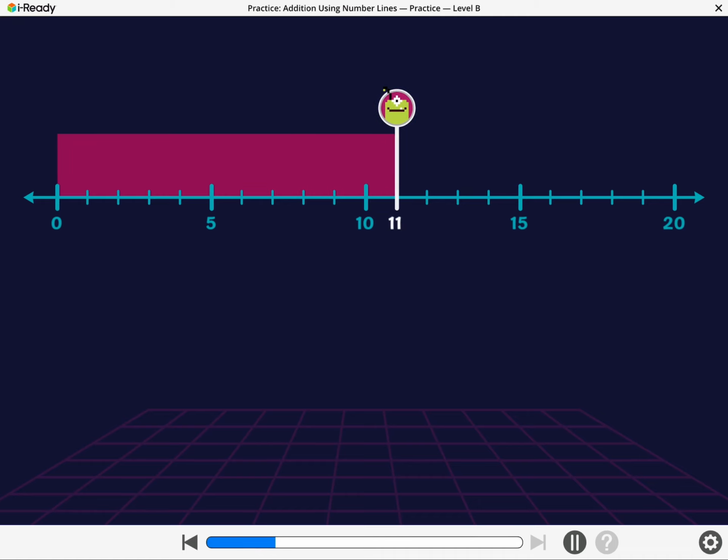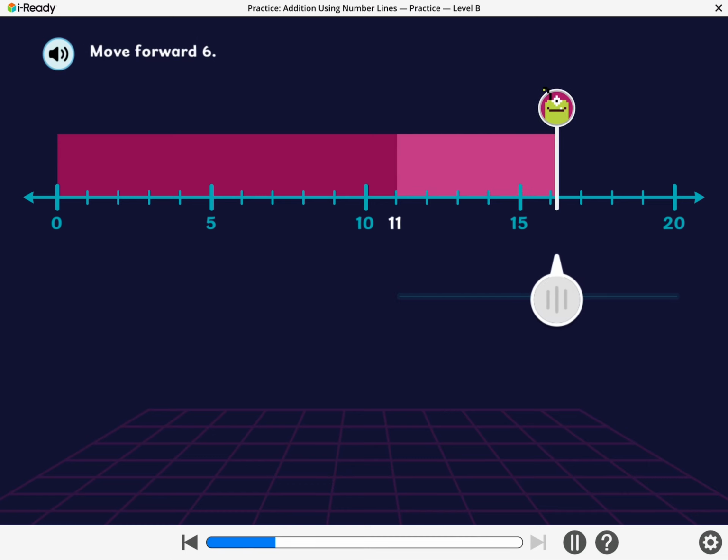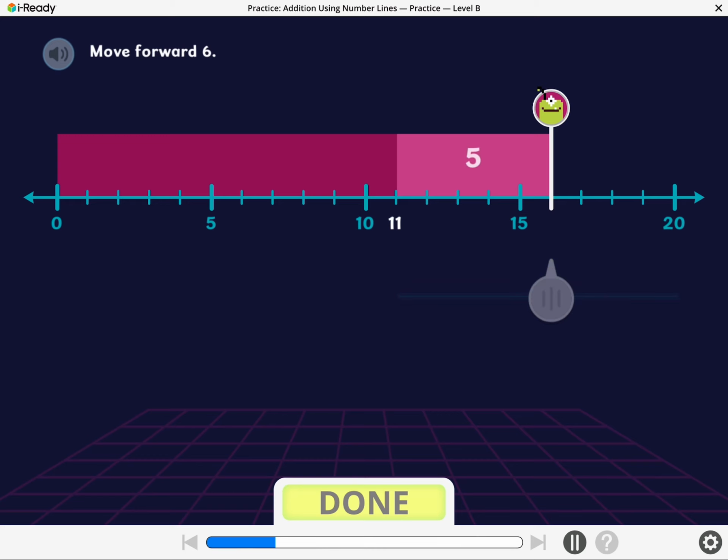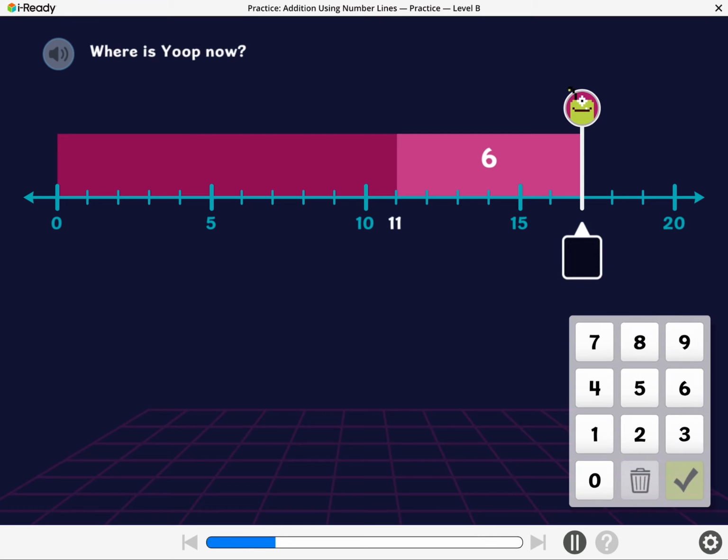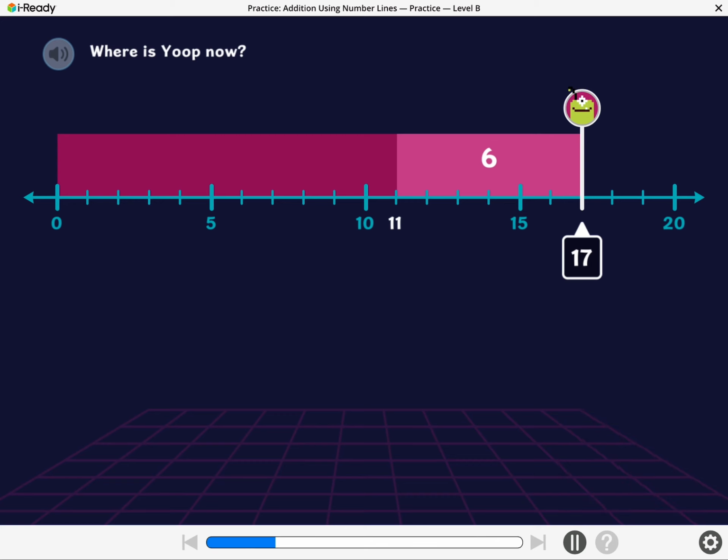Youp is at 11. Move forward 6. Done. Where is Youp now? Fired up. 11 plus 6 equals 17.